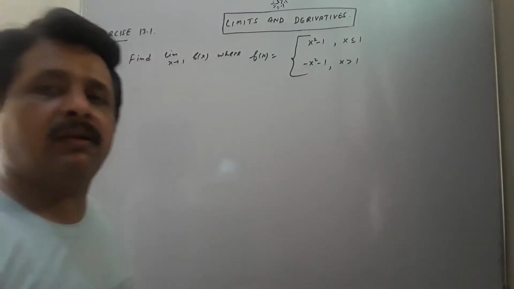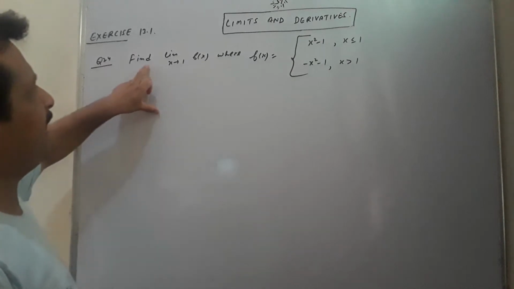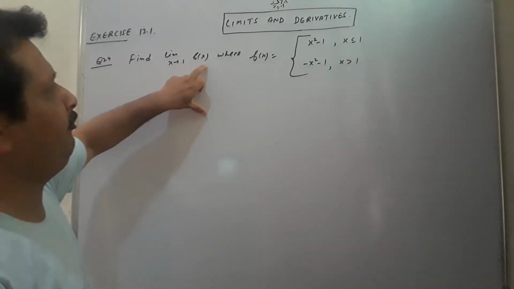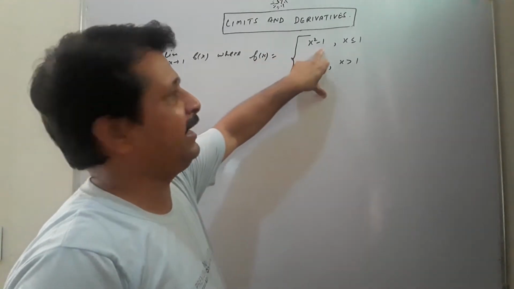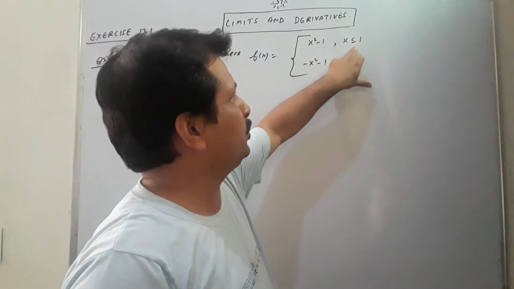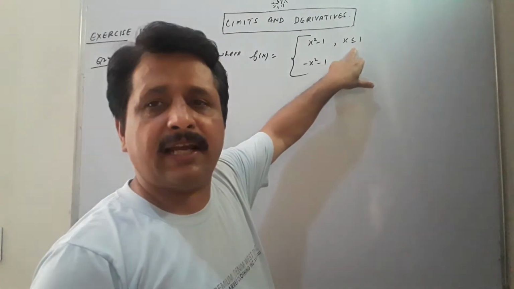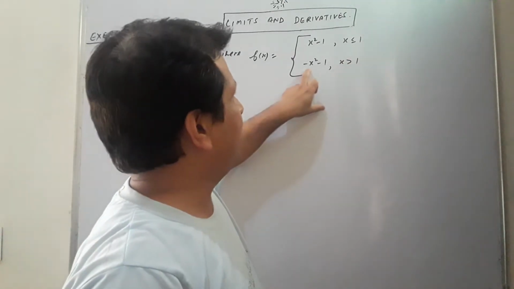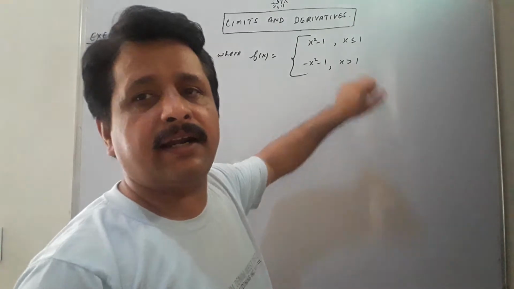It's question number 24. In question number 24, students, find the limit as x tends to 1 of f of x, where f of x is equal to x square minus 1, x is less than or equal to 1. Here two conditions are given to you, that is x is less than 1 or x is also equal to 1. Here this is minus x square minus 1, where x is greater than 1.